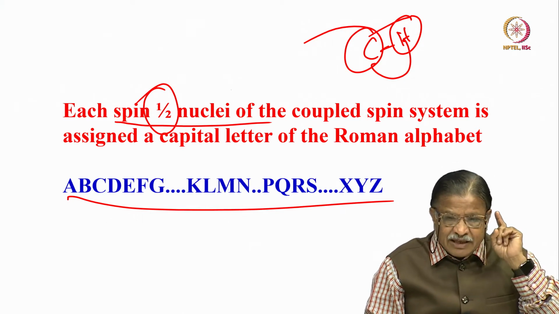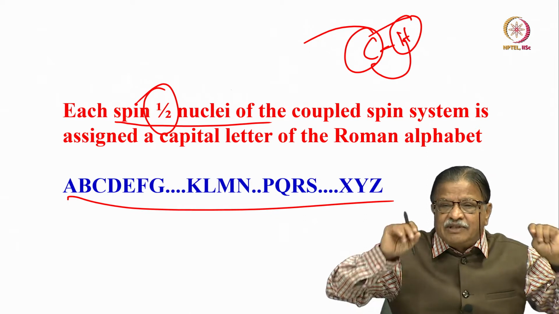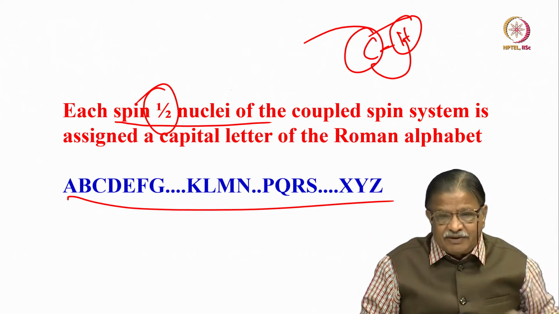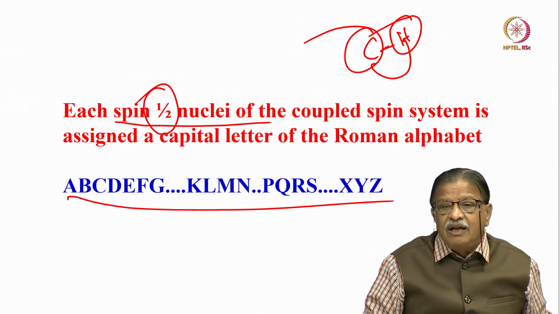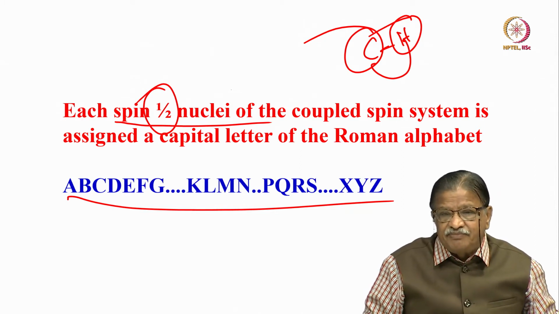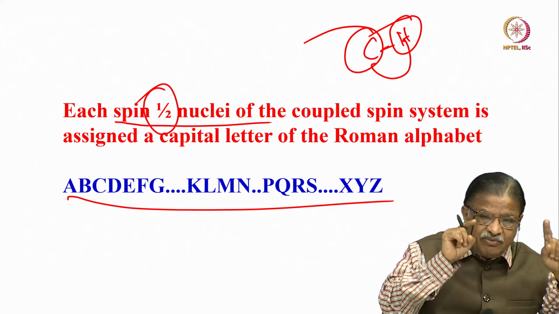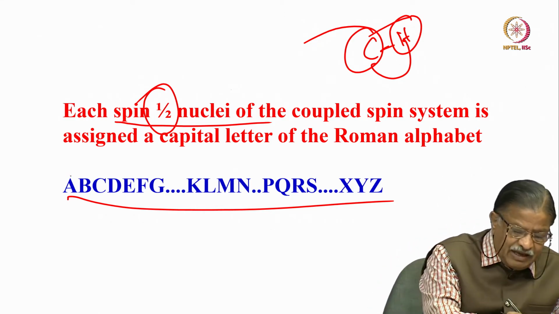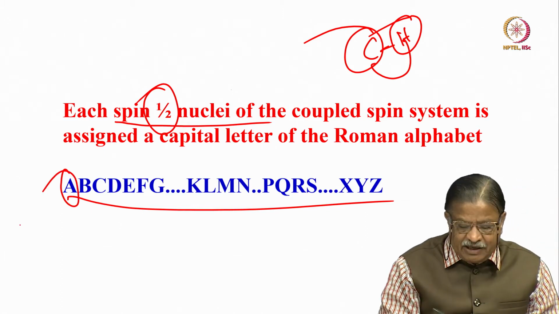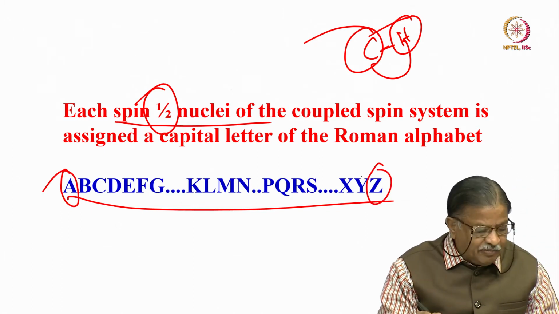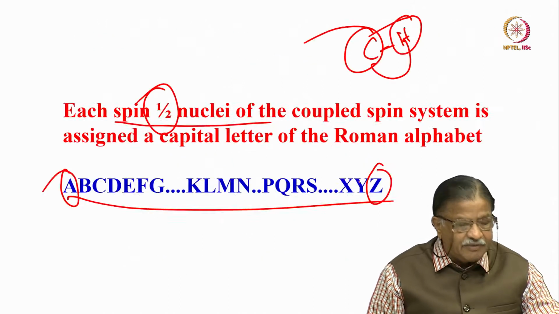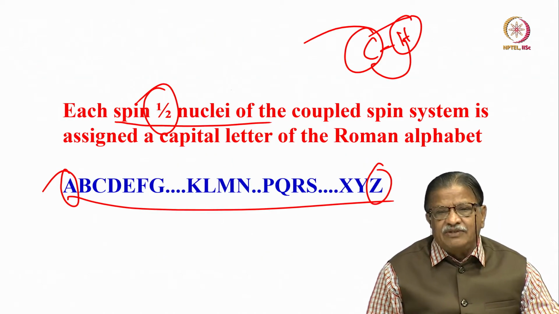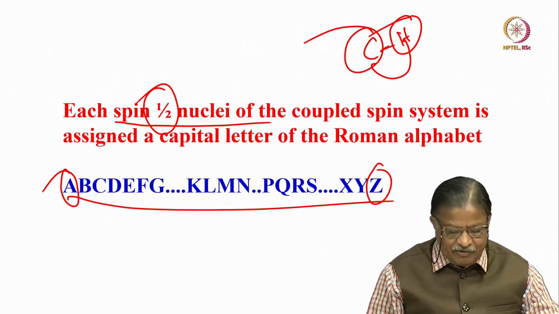That is why such a system, where the chemical shift separation is much larger than the coupling, is called a weakly coupled spin system. And for such systems we have to define the letters in such a way that if their chemical shift is far away separated, A is here, you have to put X or Y like that. You have to put a letter which is far away in the Roman alphabet.